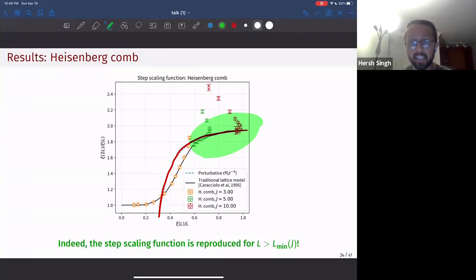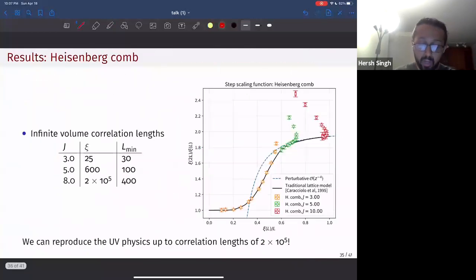And the fact that this model reproduces this step scaling function is pretty strong evidence that this has the right continuum limit. If you actually look at the correlation lengths that are achieved in this region on the right, that's like 10 to the 5 in lattice units. So that's huge from a lattice calculation point of view, that you get UV physics up to these large scales.